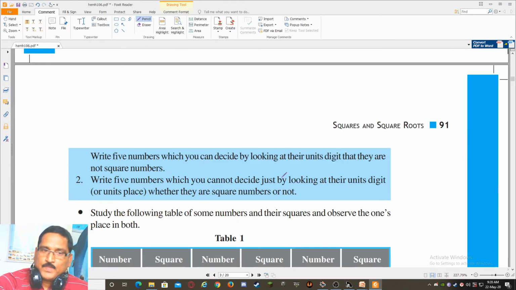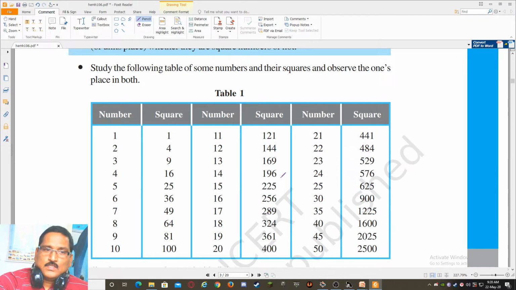Are you clear? Now this is the table of squares up to 50. If you can remember it, very good. Please try to learn this table, it will help you. Someday I saw a clip of a class 2 student who had learned the squares from 1 to 100.